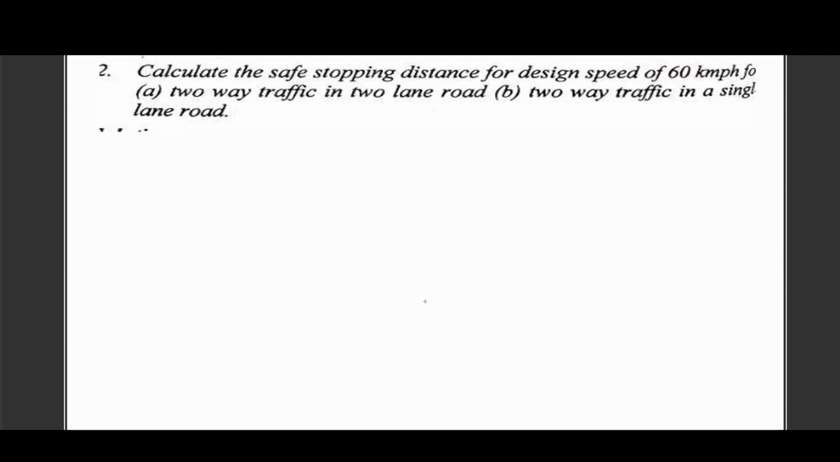And the next question is: calculate the stopping sight distance for the design speed of 60 km per hour in two-way traffic in a two-lane road, and two-way traffic in a single lane road.